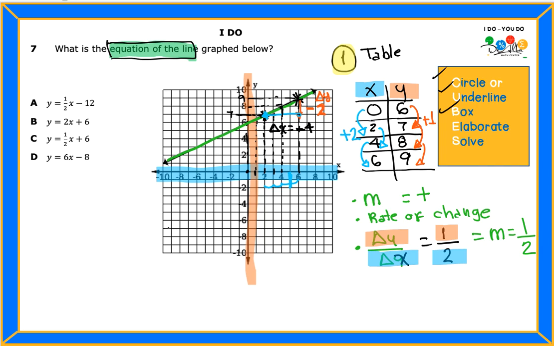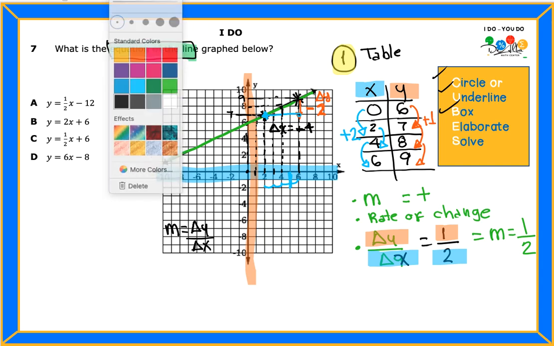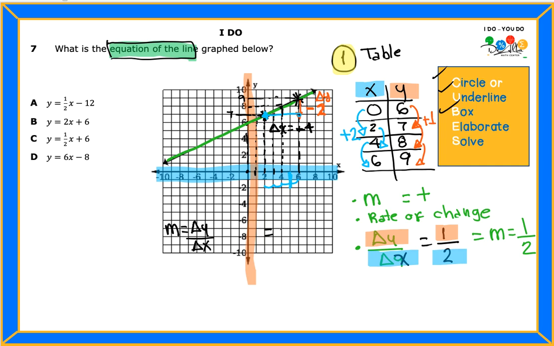Now remember, the value of the m is the delta y over the delta x, or the change on the y over the change on the x. Some teachers call this rise over run, which is totally right. So the delta y is -2 over -4. The -2 we got from the orange, and the -4 we got from the blue. Negative divided by a negative is positive, and 2 divided by 4 is 1/2.